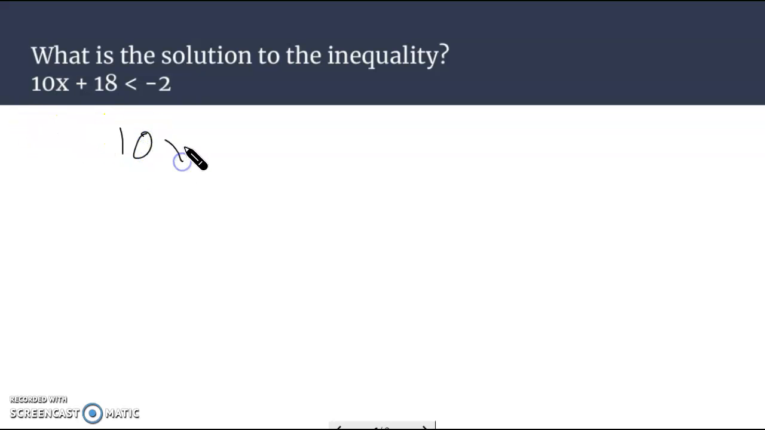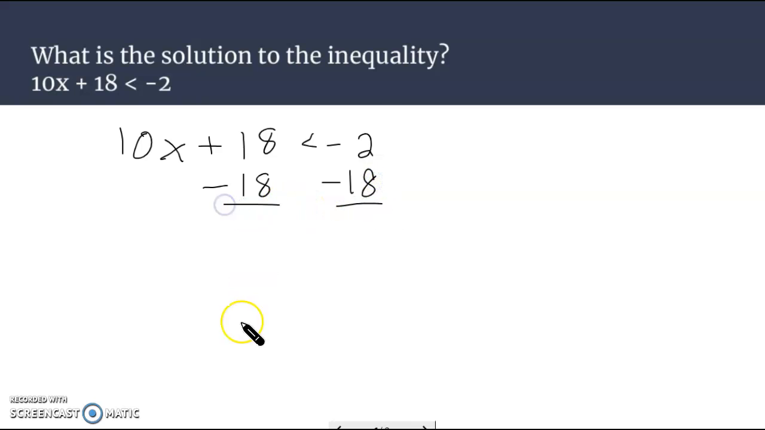Let's rewrite it here. In order to get x by itself, the first thing I'm going to do is take away 18 from both sides of the inequality. We do treat inequalities like equations, where you have to keep it balanced. If you do something to one side, you have to do the same thing to the other.